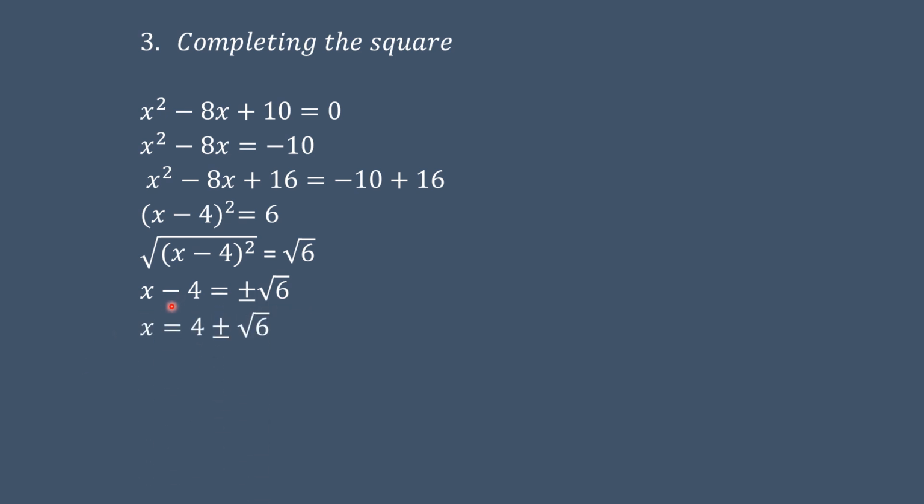Then we will transpose negative 4 to the right, so negative 4 becomes positive 4, then copy plus and minus square root of 6. So our first solution is x sub 1 equals 4 plus square root of 6, and the second solution is x sub 2 equals 4 minus square root of 6.